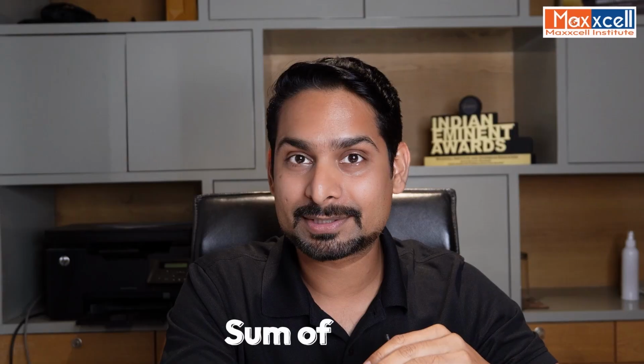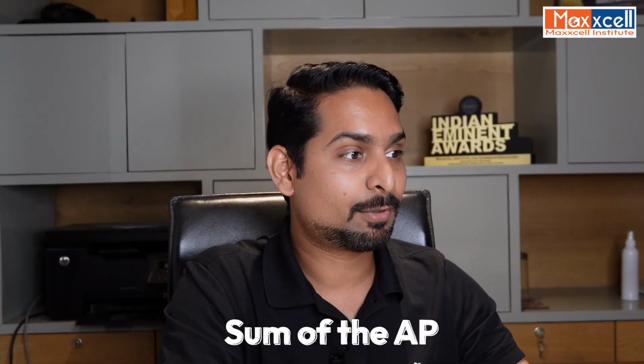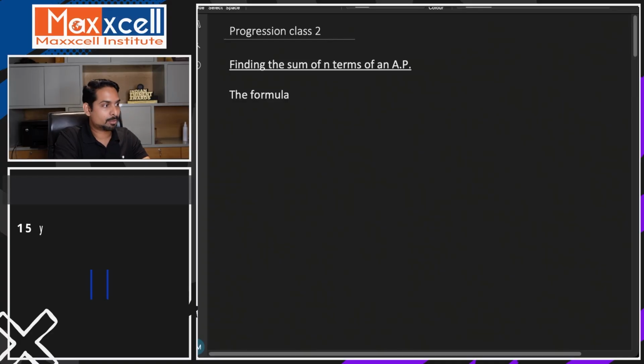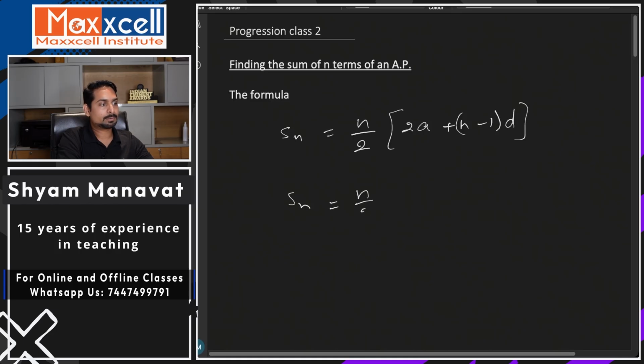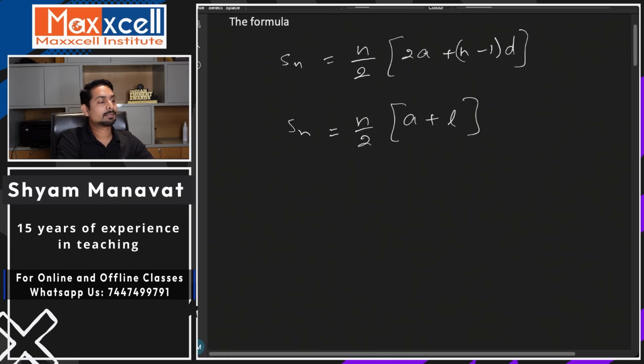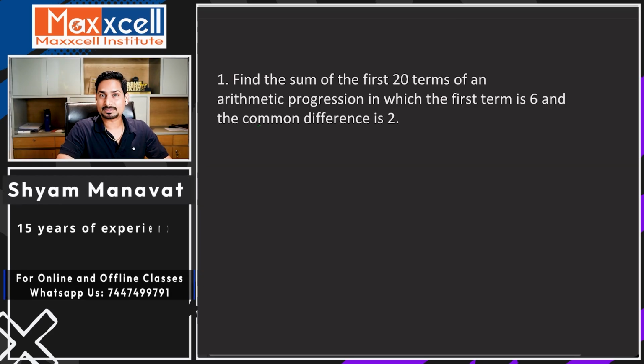In this lecture we are going to discuss the sum of arithmetic progression. We have discussed the formula in the previous lecture itself. The sum of n terms is n by 2 into (2a plus (n minus 1) into d), or another formula is n by 2 into (first term plus last term), if you know it. So let's apply these formulas to some examples.